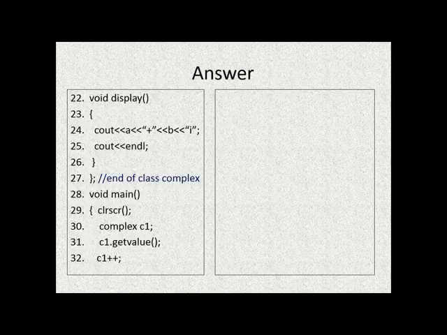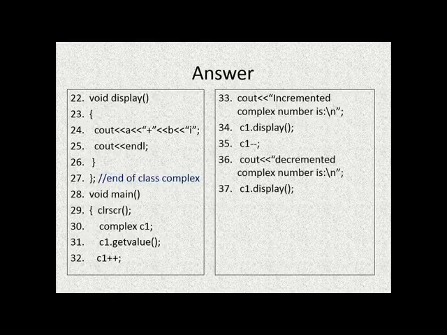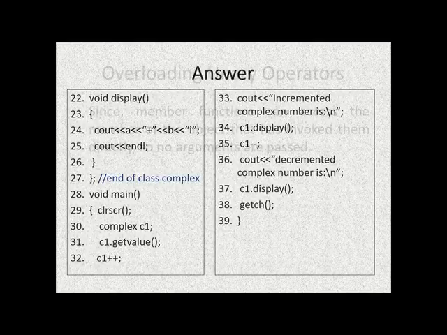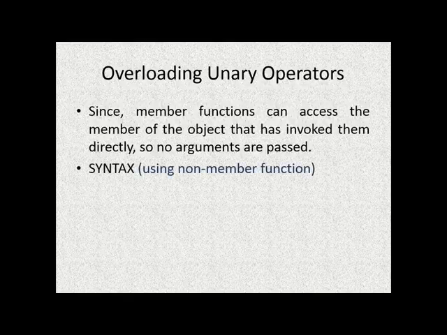Then inside the main function I am creating an object c1 of type class, then calling get value through the object c1, then I am calling the operator function c1 plus plus, then I am displaying it on the screen. Then again I am calling the operator function for my decrement operator, and then I am displaying the decremented value on the screen by writing c1.display. Then getch is used to hold the screen, that is get character. Since member functions can access the members of the object that has invoked them directly, no arguments are passed inside this.